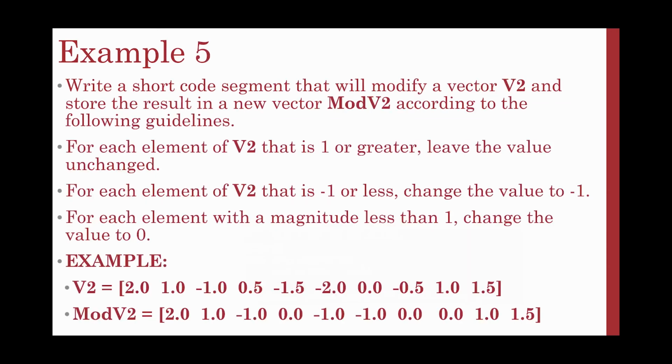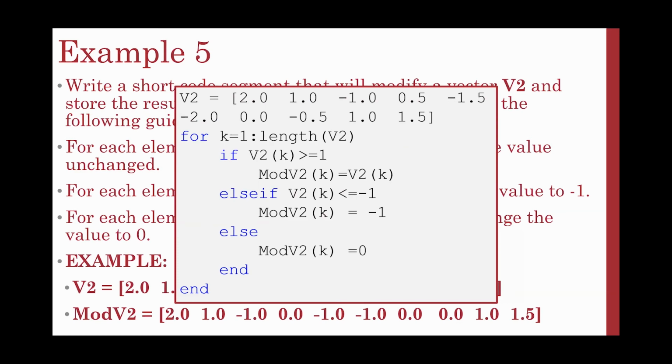We want to write a short code segment that's going to modify our vector v2 based on the following guidelines. We want each element of v2 that is greater than or equal to 1 to leave the value unchanged. If each value is less than or equal to -1, we want to change it to a -1. And for each element that has a magnitude less than 1, we're going to put zeros in for values between. So we're going to start by initializing our vector.